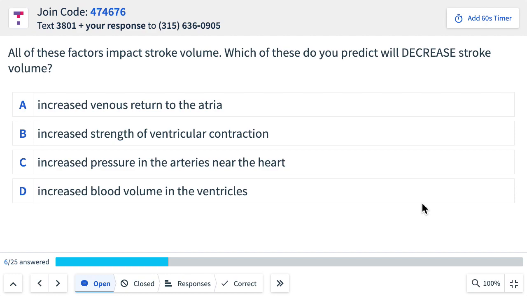Talks about when there's more blood volume and it opens up, that is, it stretches, and it's going to increase the stroke volume.